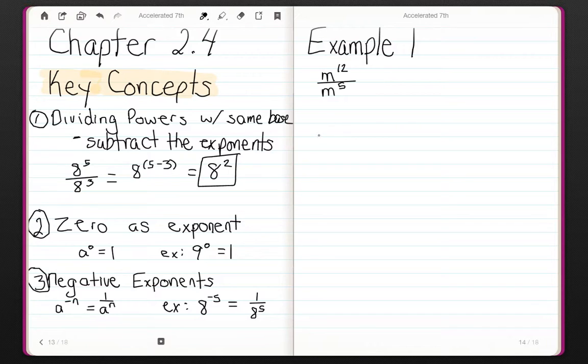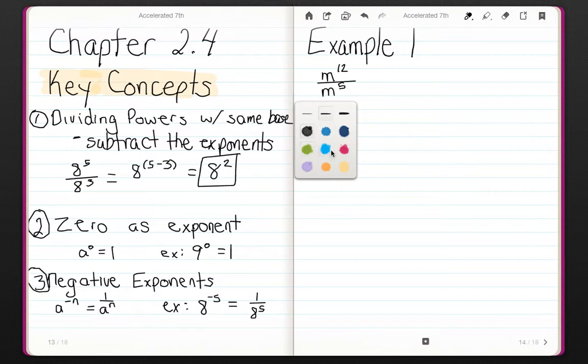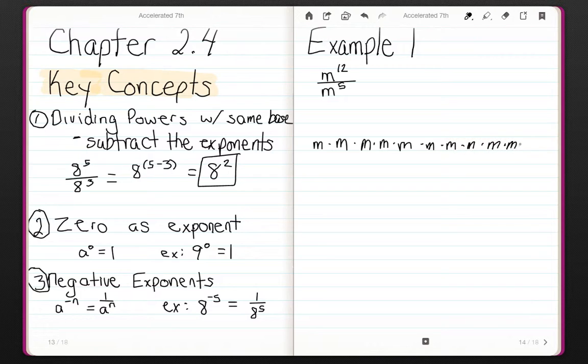So let's take a look at why or how this works. In my example, I have m to the 12th, which is the same as saying m times m, 12 times: 1, 2, 3, 4, 5, 6, 7, 8, 9, 10, 11, 12. So 12 m's multiplied together, m to the 12th, divided by m to the 5th: 1, 2, 3, 4, 5.